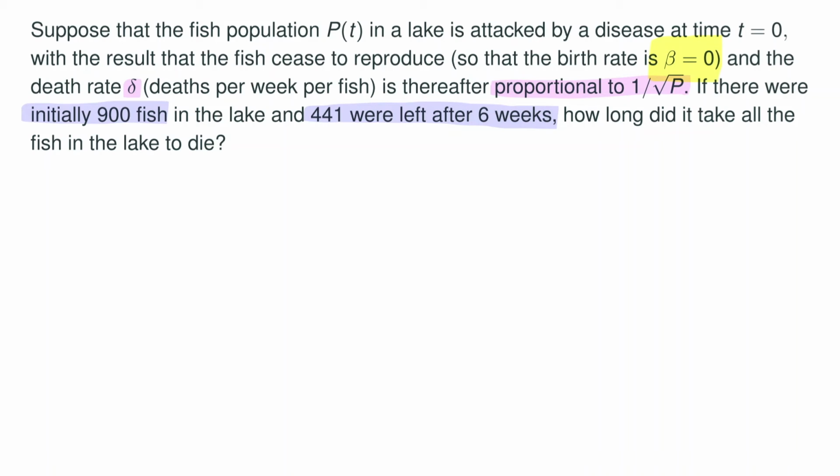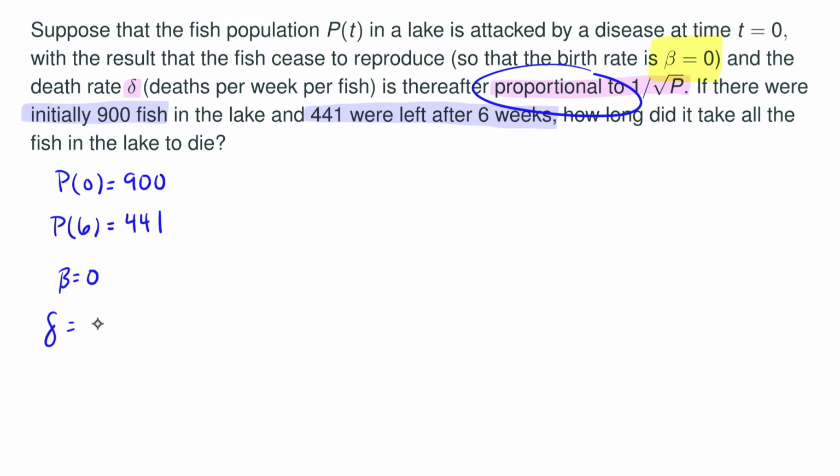So let's translate the information we've been given so far. We know initially there were 900, so at 0 weeks there were 900 fish. After 6 weeks, it decreased and we were only at 441. Now we know our birth rate is equal to 0, and our death rate is proportional. So there's some constant multiplied by our 1 over square root of p to model this. So let's call our constant of proportionality k, so delta is k times 1 over square root of p, or k times p to the negative 1/2.